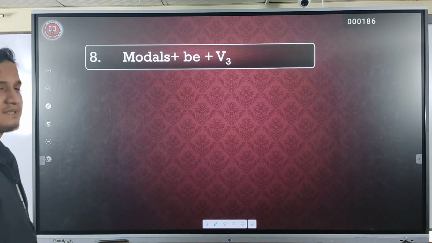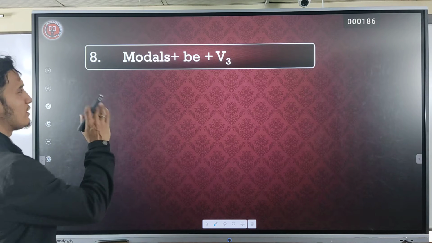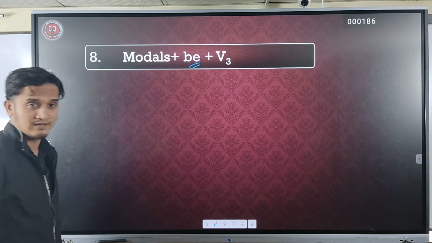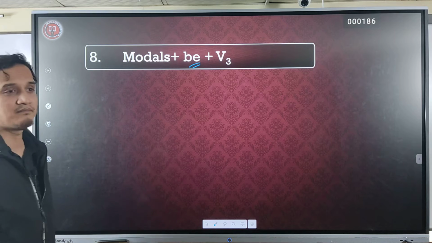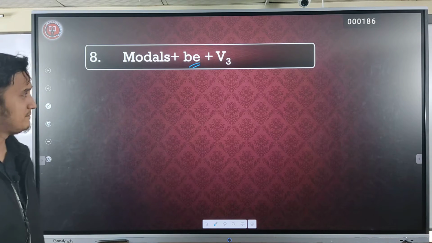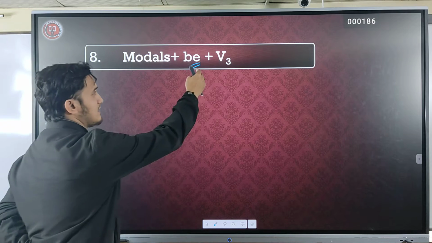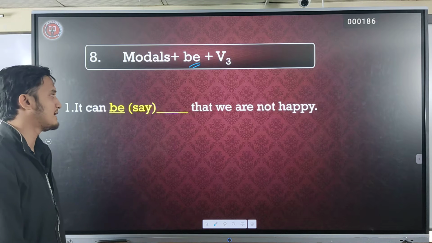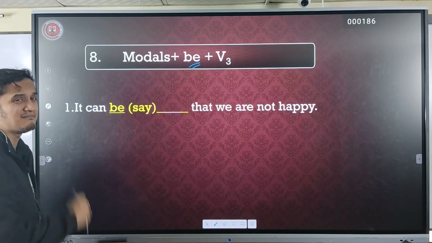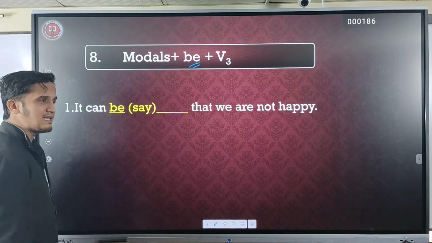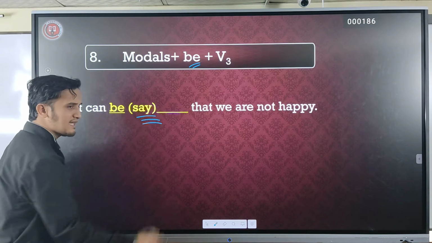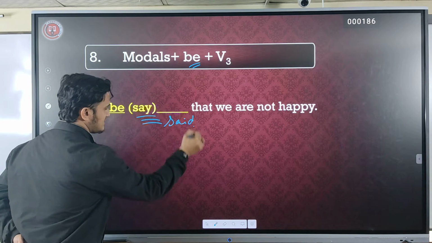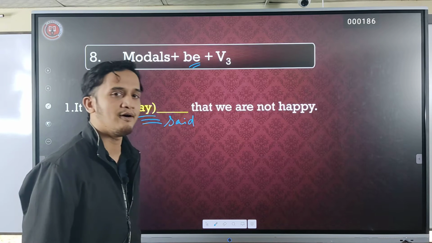And then just another technique for you. Whenever you see the modal verbs, the modal auxiliaries, and then the be verb in the present form, as you know, a modal auxiliary always takes the base form of the verb after that, and then the following verb should be in the past participle form. For example, here you see it can be. There is the word be, and the problem verb for you is say. What do you write then? You must write said. It can be said that we are not happy.